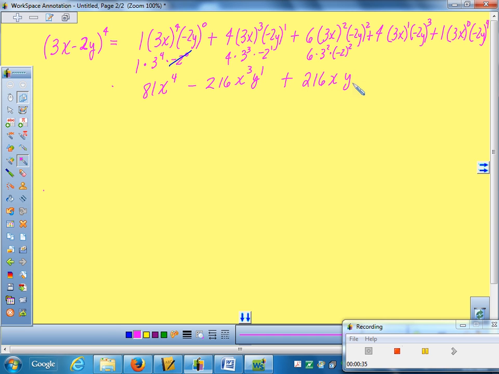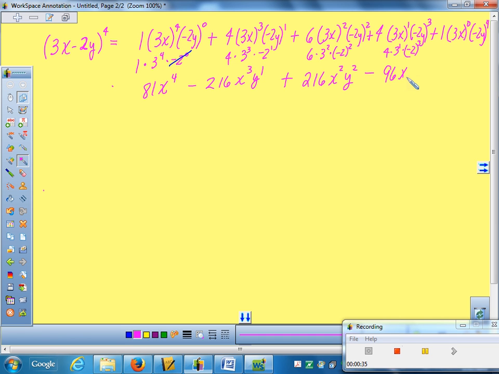And then what power is on my x and y? X squared, y squared. Keep pulling those powers down. All right. Fourth term. I take 4 times what? 3 to the first and negative 2 to the third. Okay, should this one come out positive or negative if I'm taking the negative number to an odd power? That's going to stay negative, so it's going to be a minus. That's going to be 4 times 3 times 8. 12 times 8 is 96.